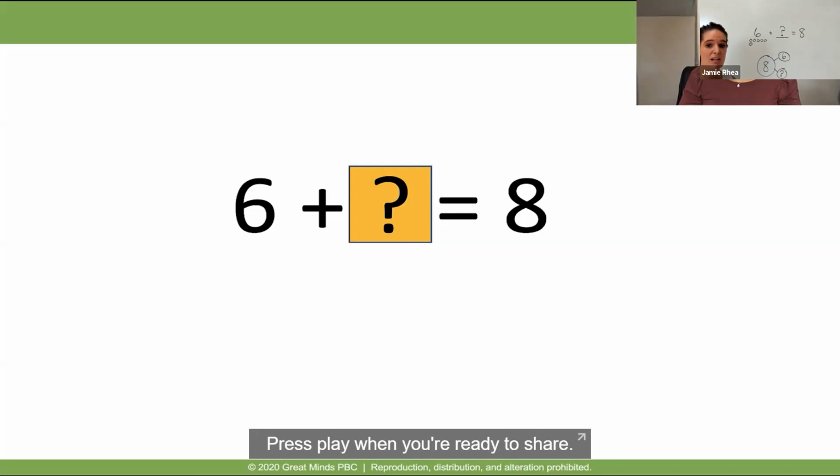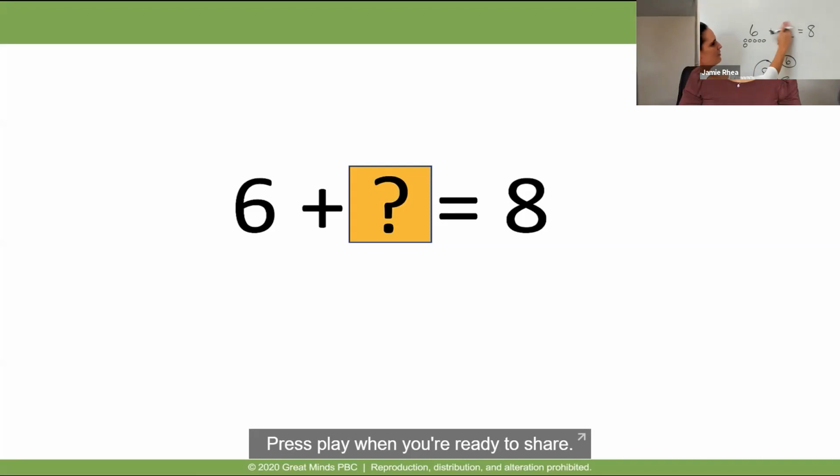I could count on. I could start with 6 and count on to 8. So when I'm counting on, I'm going to draw X's so I know how many I'm going to count, okay? So I'm going to zoom in a little bit so you can see better. So let's start with 6 and say it with me. 6, 7, 8. How many X's did I draw? Yeah, I drew 2 more X's.